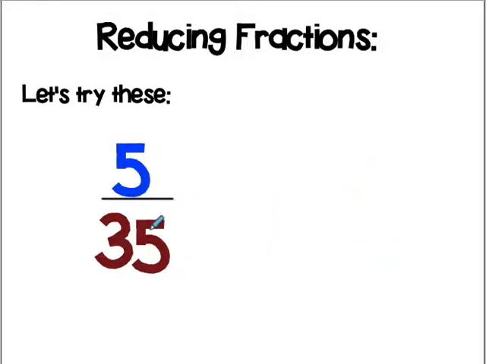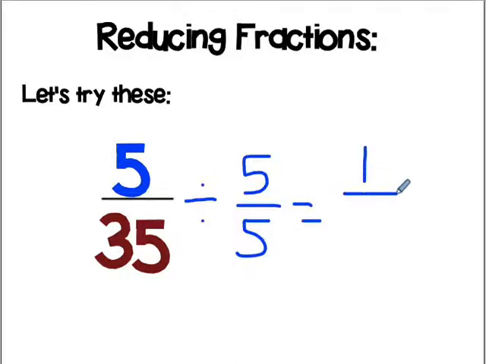So my new reduced fraction is 2/15. 5 over 35. They're both odd numbers, so let's see if they work. Does 5 fit into 35 perfectly? And the answer is yes. So this time I get to divide by the top number, which is 5, and 5 divided by 5 is 1, and 35 divided by 5 is 7.